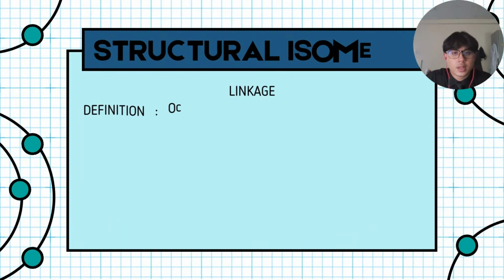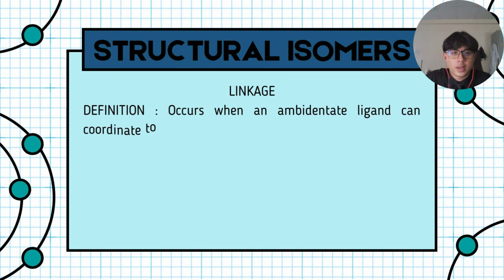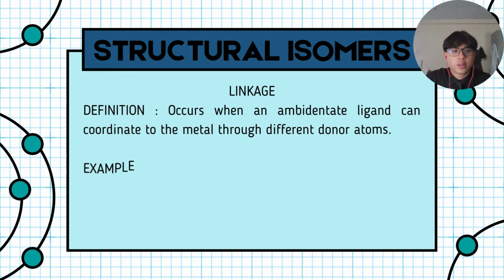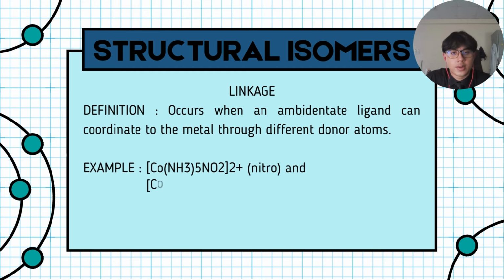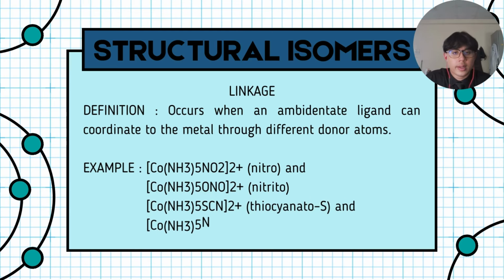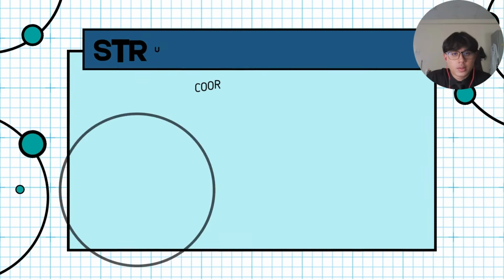Next, we go to linkage. The definition is that it occurs when an ambidentate ligand can coordinate to the metal through different donor atoms. The example is here. We have NO2, which can be exchanged to ONO, and we have SCN, which can be exchanged to NCS. Next, we go to coordination sphere.